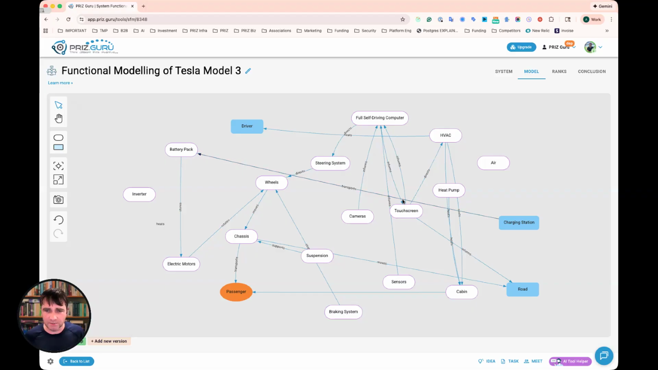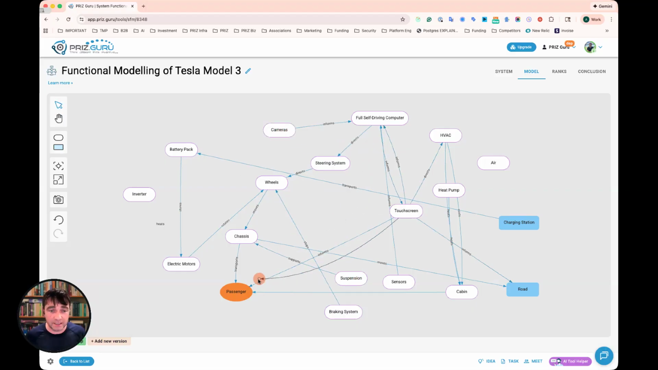But I want to change it a little bit, and I want to say, you know what, the touch screen actually informs the passenger, right? And I don't want driver. In my mind, the driver is the same as passenger, so I don't need the driver. But what else does the touchscreen do? The touchscreen also distracts the passenger or the driver, and it's not necessarily a good thing. It's a harmful function.